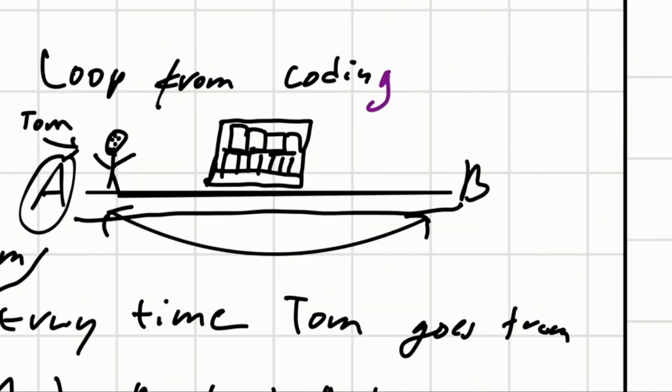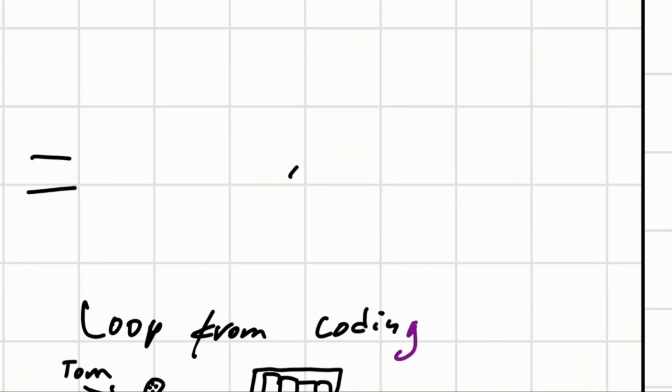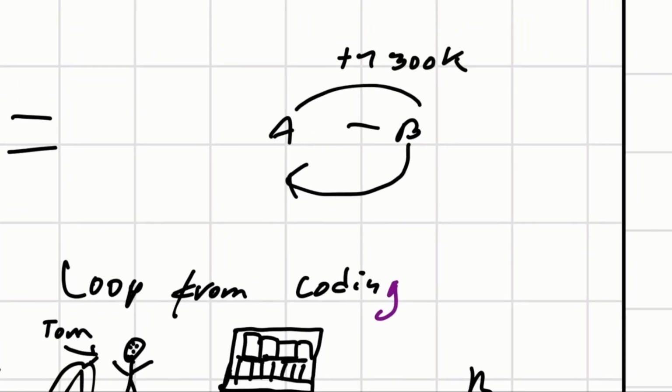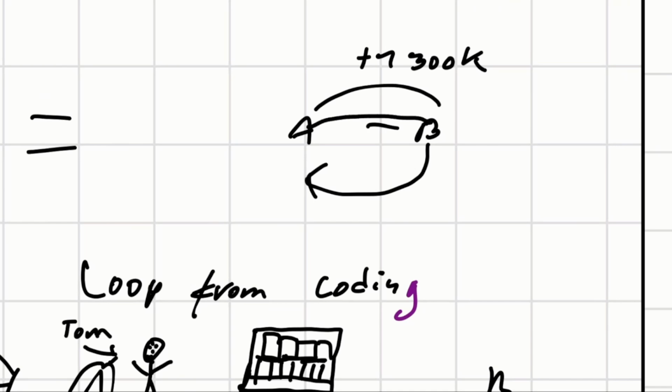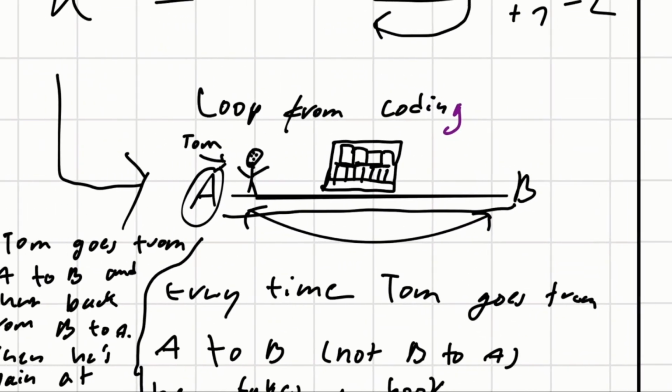So this means he goes from A to B, goes back from B to A, and then he starts over. And here he gets plus one book. So after one loop, so he goes to B and goes to A, he has plus one book. Then he goes again from A to B and from B to A, so he starts over, another book. So after two loops, he has 4 books. Okay?